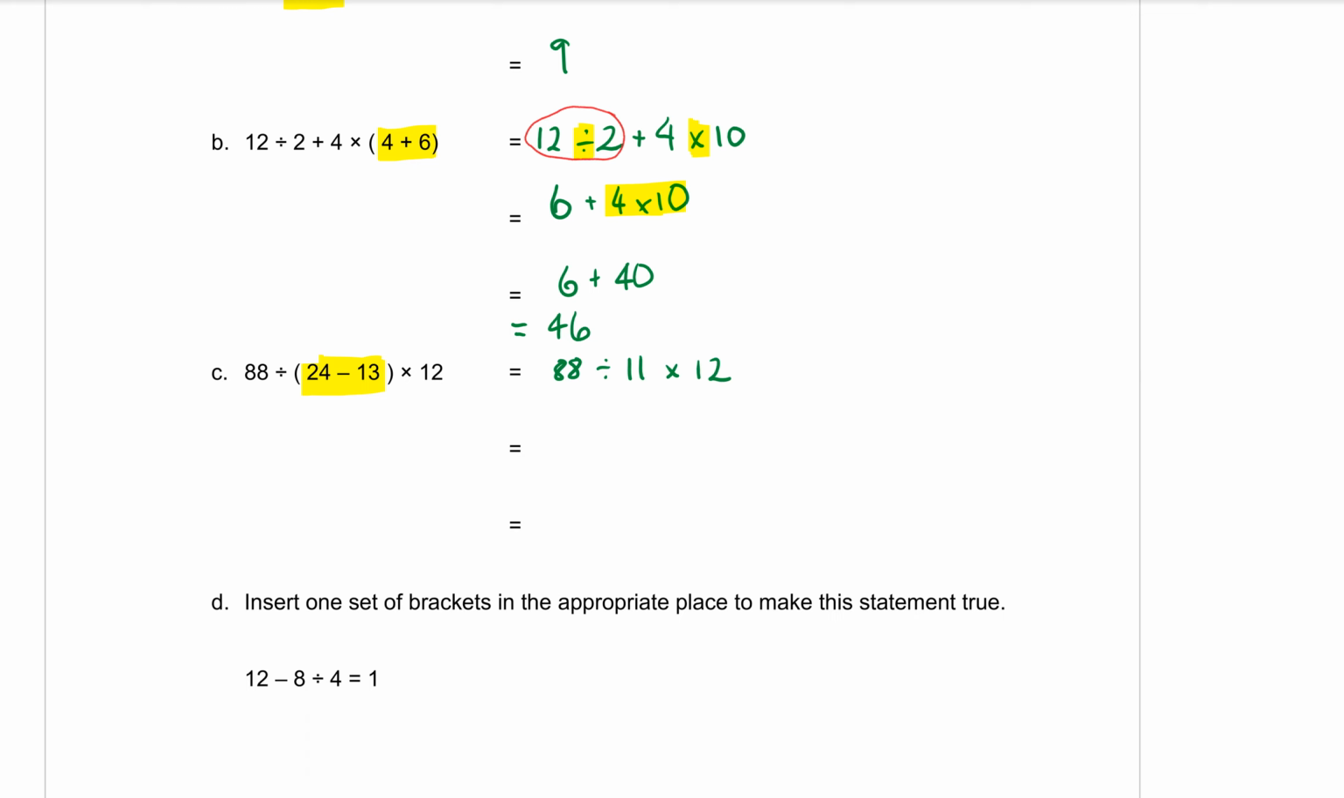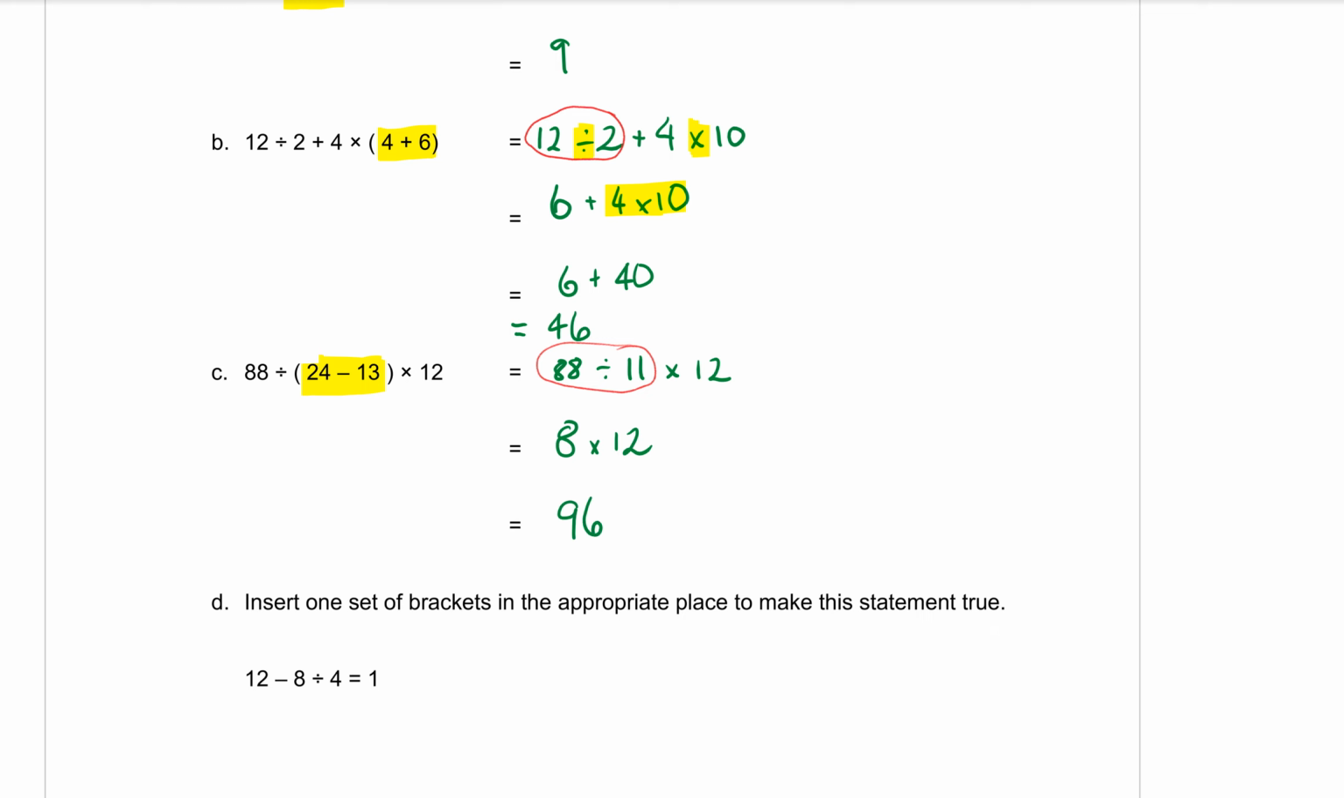Our next step after brackets is to do multiplication and division. And again, I have one of each there. So I always do the one on the left. I do that divide there first. 88 divided by 11 is 8. And then I still have the times 12 sitting there on the end. And then there is one thing left to do, which is that multiplication. So 8 times 12 is 96.